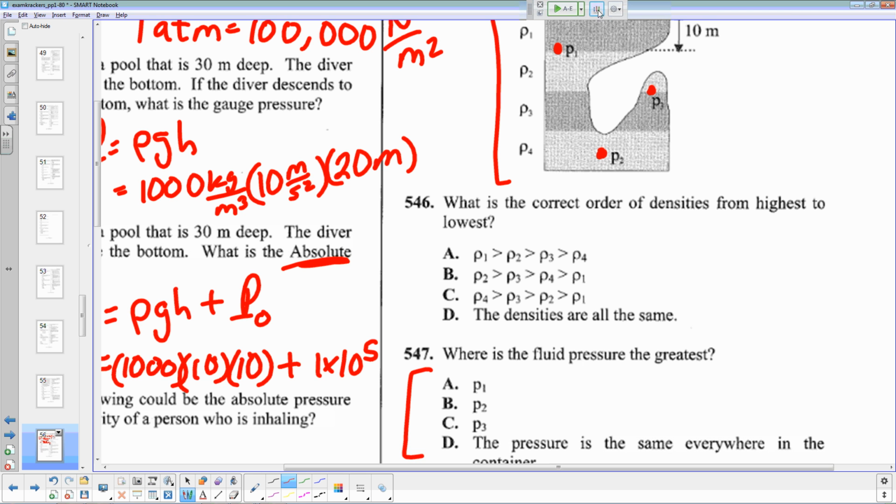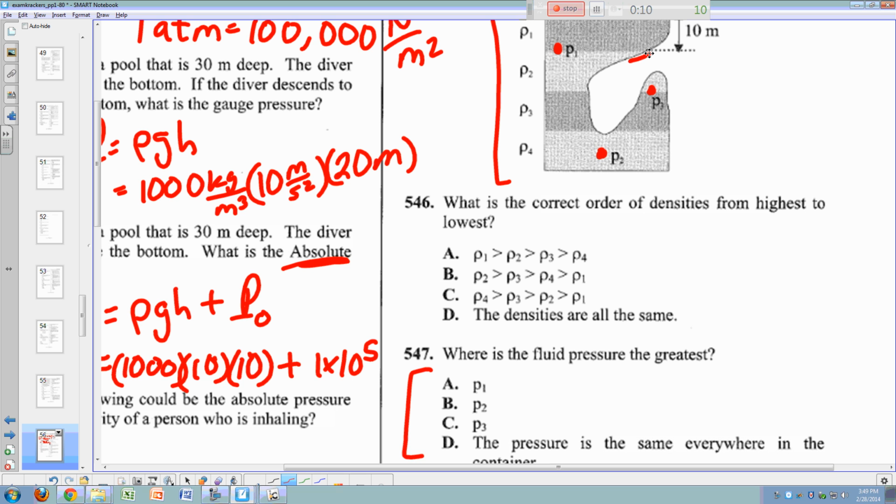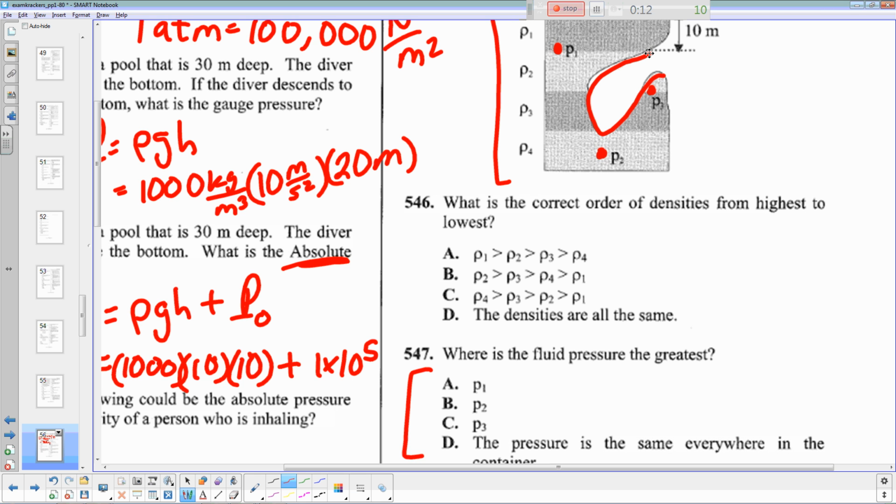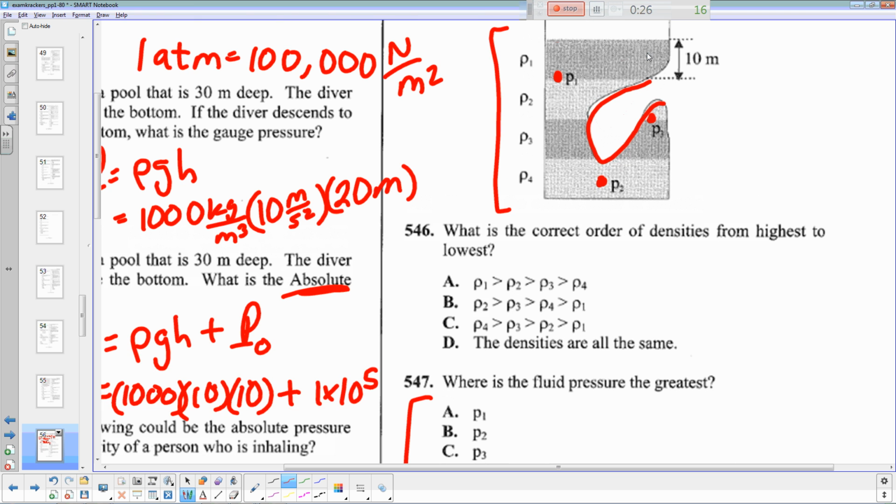Oh yeah, I'm sorry. We'll wrap up soon, just a few minutes. Where is the pressure the greatest? Also notice that you have this little cavity here. It's just filled with air. A is P1, B is P2, C is P3. About 15 more seconds.